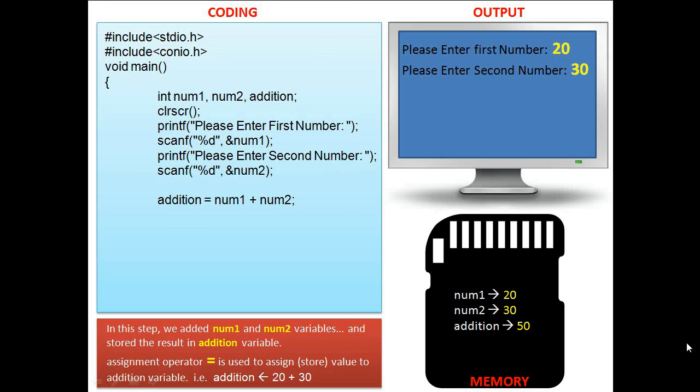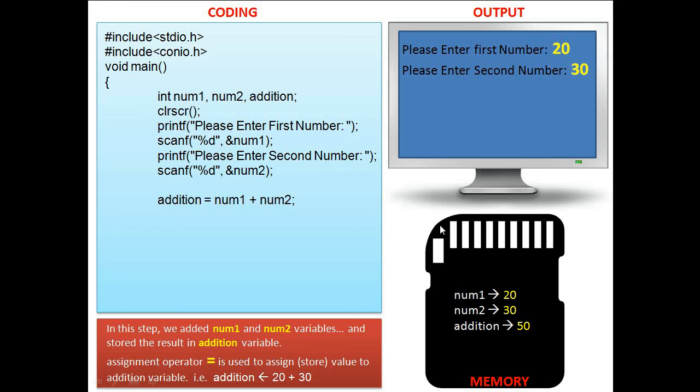So the next statement will be to add these variables num1 and num2 like this, and the output will be stored in the addition variable. So you can see like this, num1 plus num2, it means we are adding these variables. These variables contain 20 and 30, so 20 plus 30 is 50. So 50 will be stored in the addition variable, and you can see the memory location. Num1 contains 20, num2 contains 30, and addition contains 50.